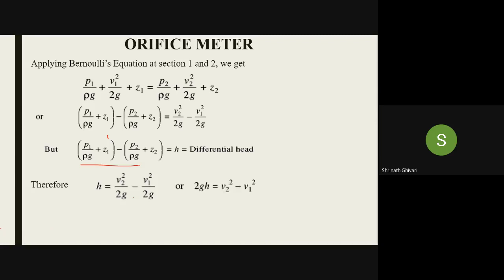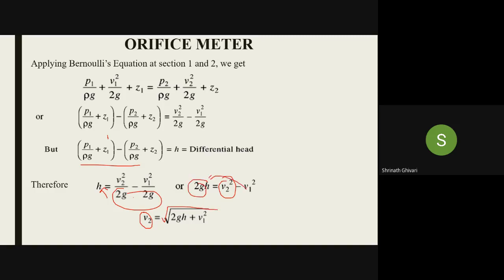Now we have taking everything in terms of V2. V2 square equal to, this is common, 2gh. We'll take it this side. 2gh equal to V2 square minus V1 square. So V2 equal to square root of 2gh plus V1 square.